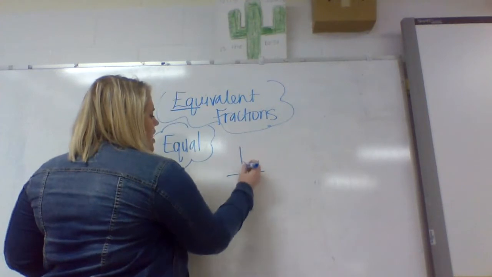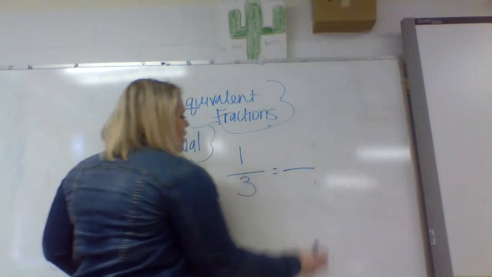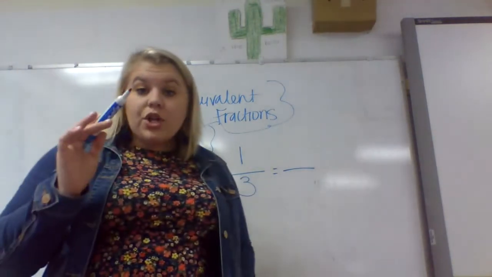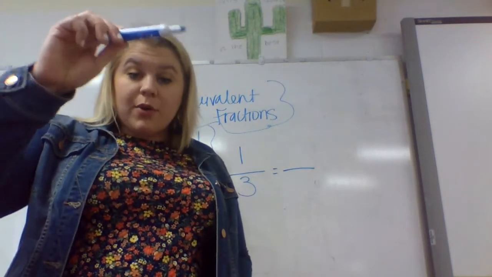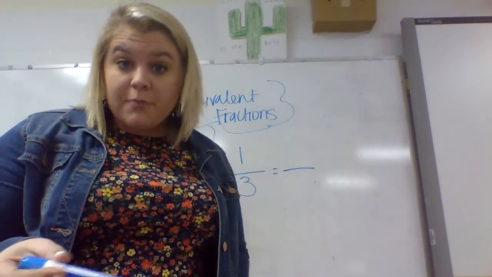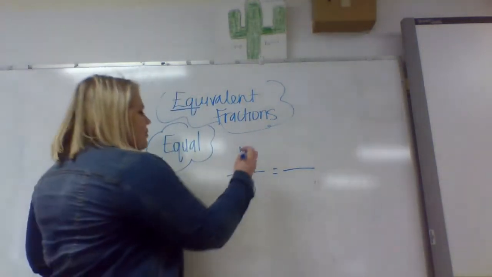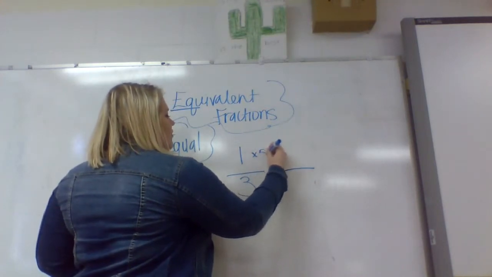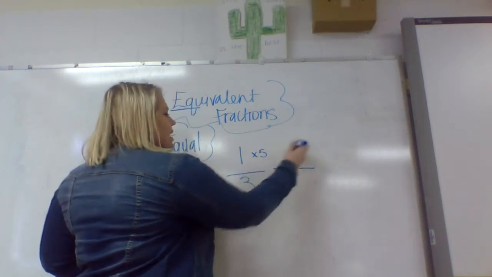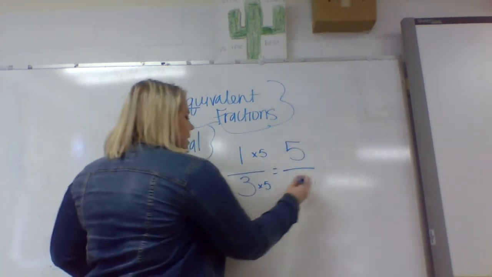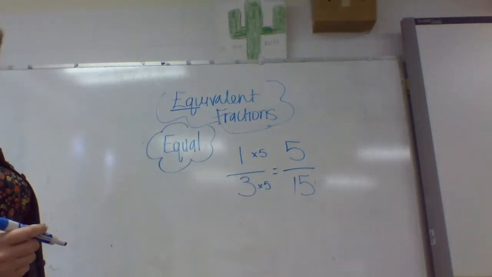If we have 1/3, we can find a fraction that's equivalent to 1/3. The biggest thing when you find equivalent fractions is that whatever you do to the bottom, you have to do to the top, and whatever you do to the top, you have to do to the bottom. So maybe I'm going to multiply by 5. If I multiply the top by 5, I have to do the same thing to the bottom. 1 times 5 is 5. 3 times 5 is 15. So I just found out that 1/3 is equivalent to 5/15.